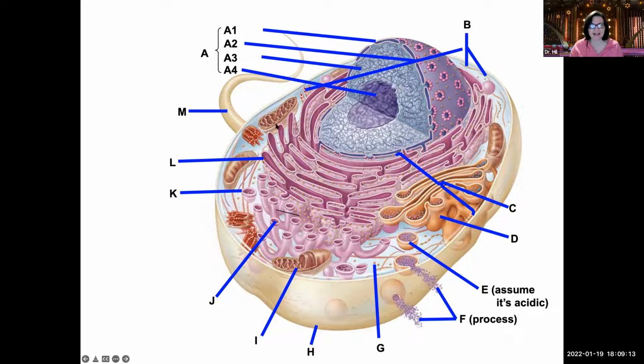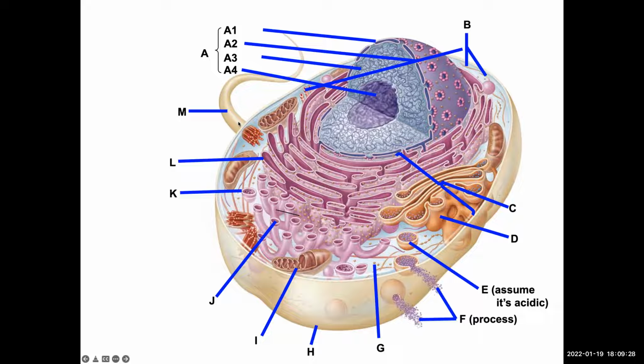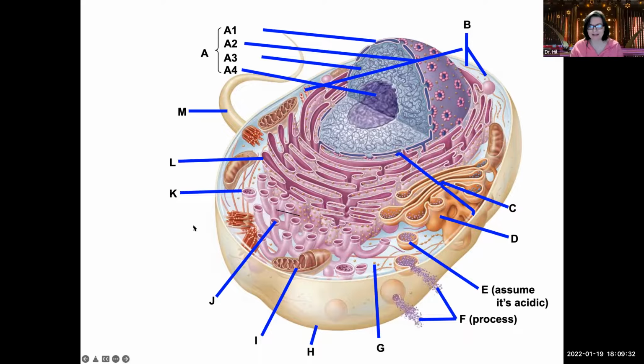All right. Now, earlier we had talked about how this, as shown in L, is the rough ER. We can see with all the ribosomes attached. What about M? Ooh, let's go to Sean. What's M? Is that the flagella? It is the flagellum. All right, good job, guys.